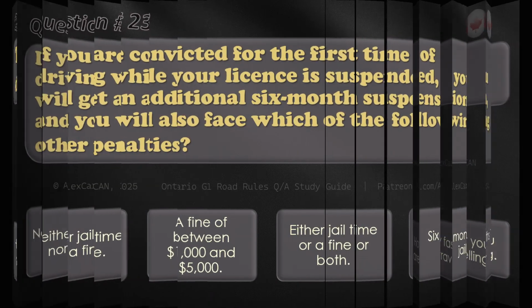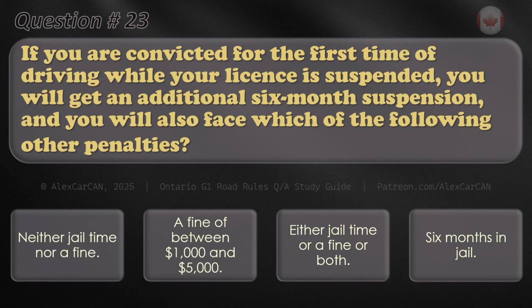Question number 23. If you are convicted for the first time of driving while your license is suspended, you will get an additional 6-month suspension, and you will also face which of the following other penalties? Neither jail time nor a fine. A fine of between $1,000 and $5,000. Either jail time or a fine or both. 6 months in jail.